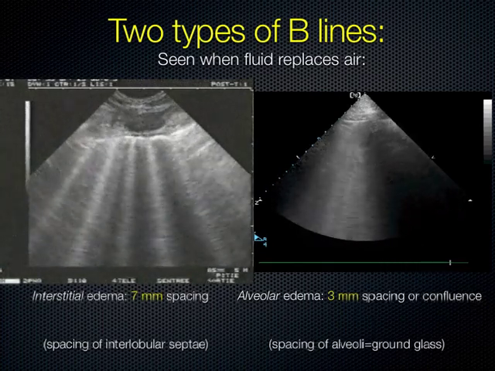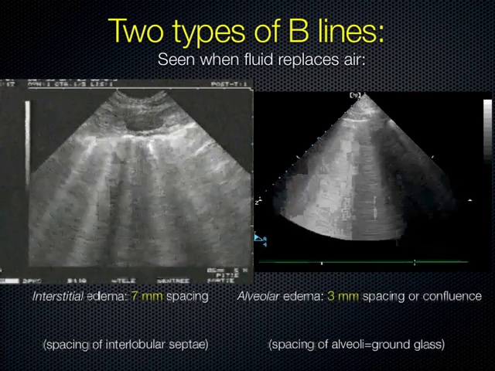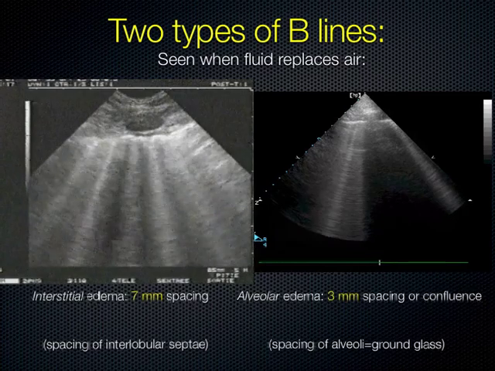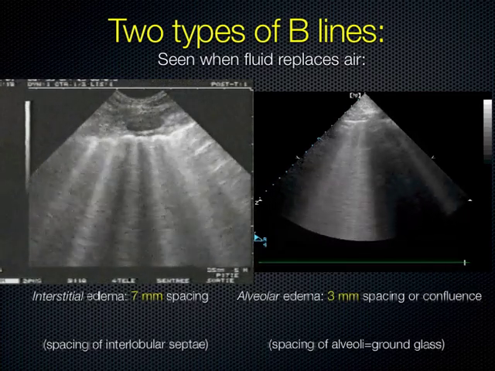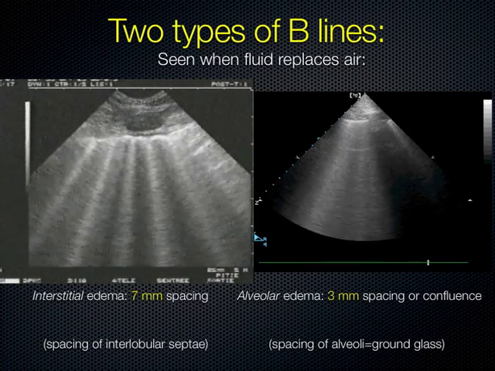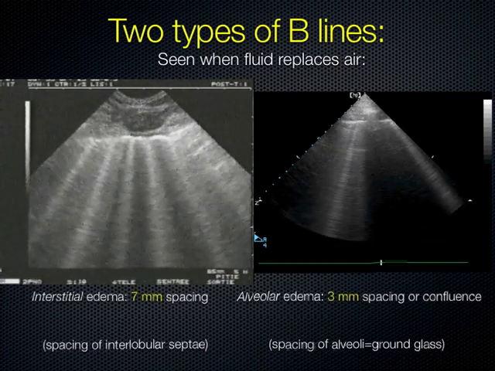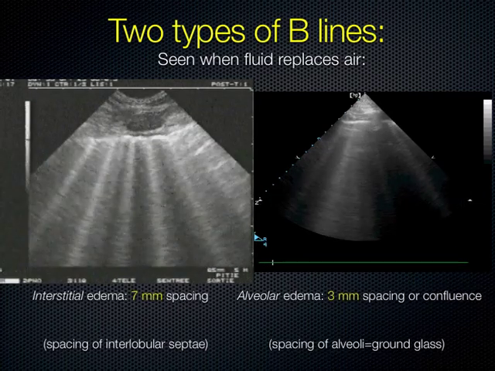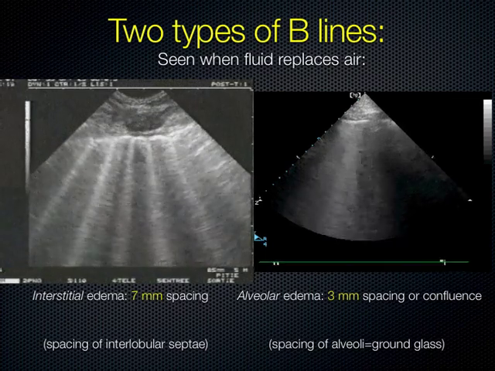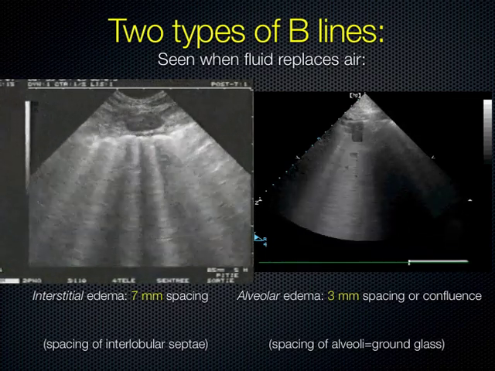And those tend to be spaced about 7 millimeters apart. The one on the right that looks more fine and diffuse, that's when you progress from just interstitial edema into alveolar edema or ground glass or more significant pulmonary edema, so that the fluid is actually in the alveoli, and that means spaced only about 3 millimeters, kind of a diffuse B line. Appreciate the difference there? Okay.